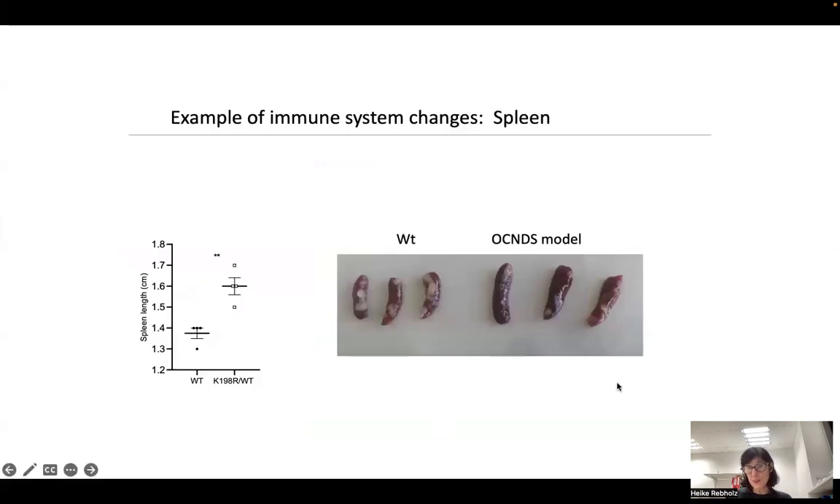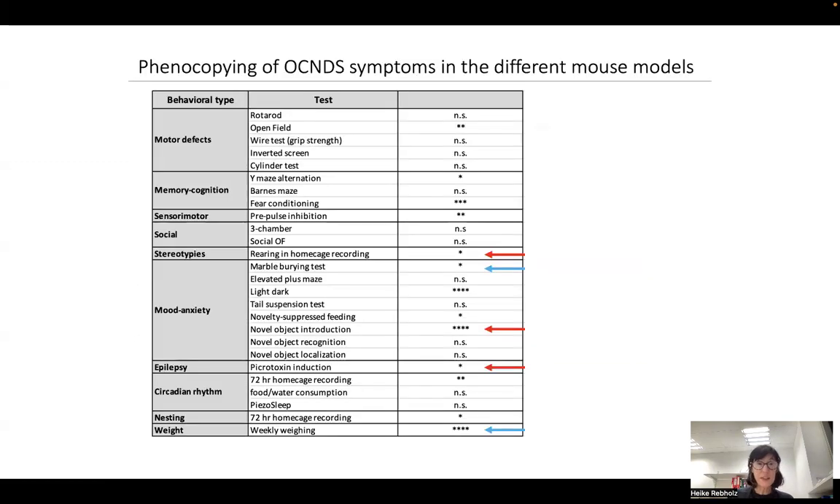Another example is the spleen. I chose this because it's so obvious and really easy to see that the OCNDS model mouse has an enlarged spleen size. Again, the spleen is very much part of the immune system and of keeping the immune cells and the blood cells healthy and in the right balance.